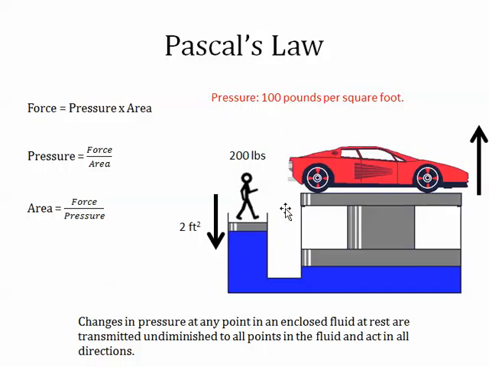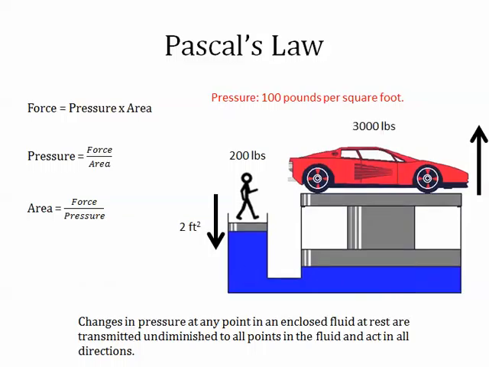If you notice, the area of the second cylinder, the large cylinder, is a lot bigger than the area of the first cylinder. So if every single square foot has a force of 100 pounds, that means that this larger area will end up having a much larger force.